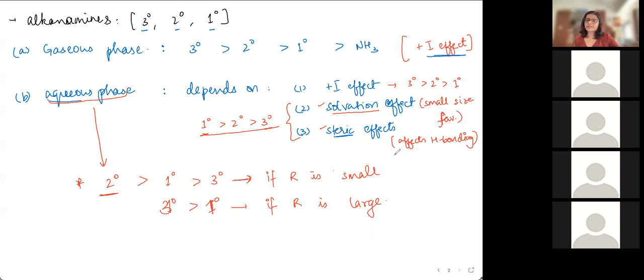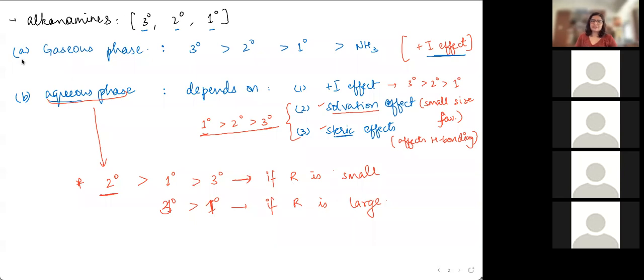Between primary and tertiary, you need to look at what alkyl groups are surrounding it. If they are small, just methyl groups, then primary will be greater than tertiary. If R is large, like the primary has C5H-something, you have ethyls and all of that, then tertiary is going to trump primary. So take it case by case.